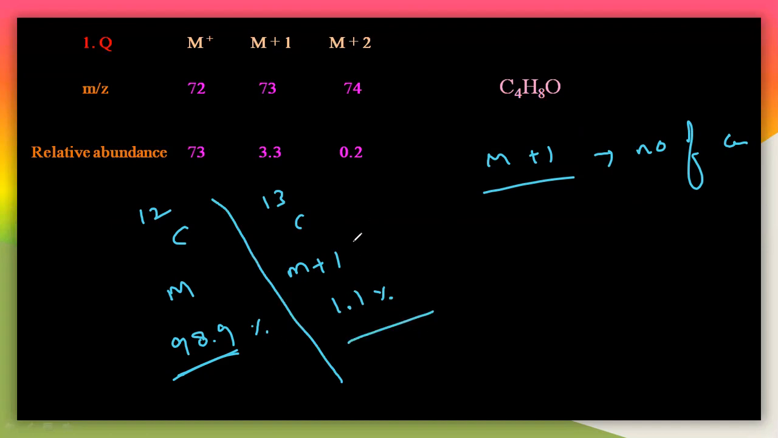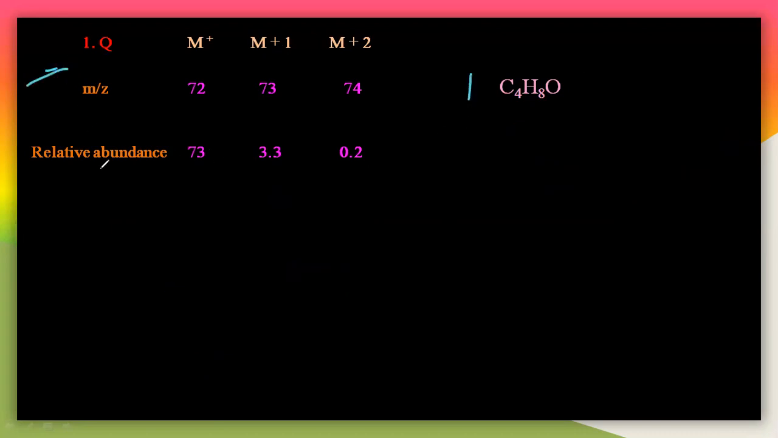By using this M+1 peak, we can identify a particular structure, a particular molecular formula. This is the question and this is the final formula, the answer. But you have to get the answer by understanding the question, M+, M+1, M+2, everything. The final answer will be C4H8O, and you even have to draw the possible structures for that C4H8O. So let us understand this question. First, M+ is given, M+1 is there, and M+2 is there. Remember that always.